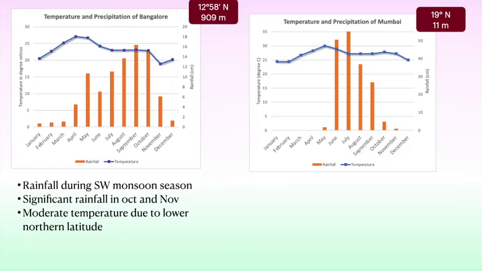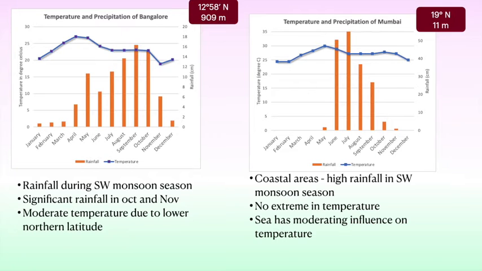Look at the temperature line graph. We can conclude that there is not much variation across different months because Mumbai is a coastal city. The sea has a moderating influence on its temperature profile, so there is not much variation in temperature across different months. This is the conclusion we can have about Mumbai.